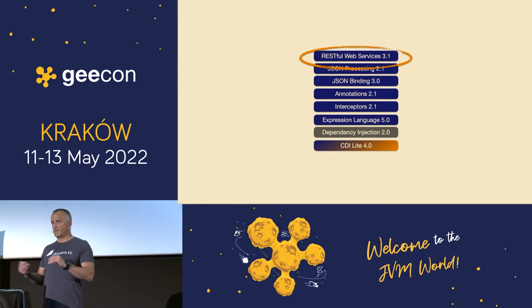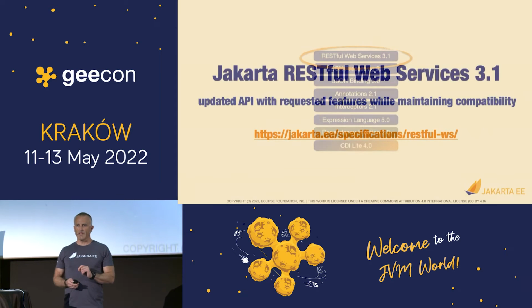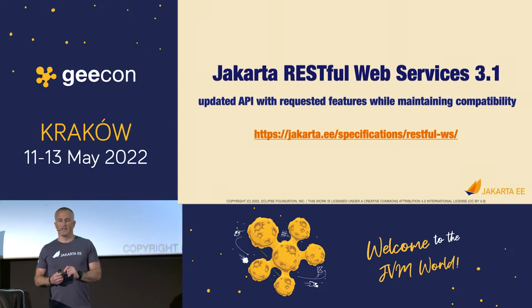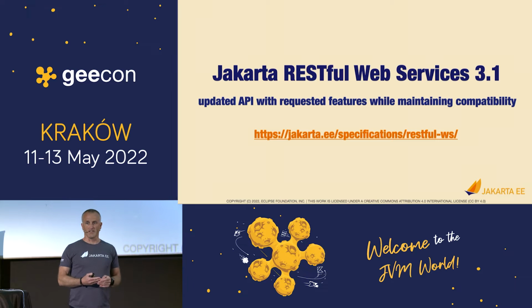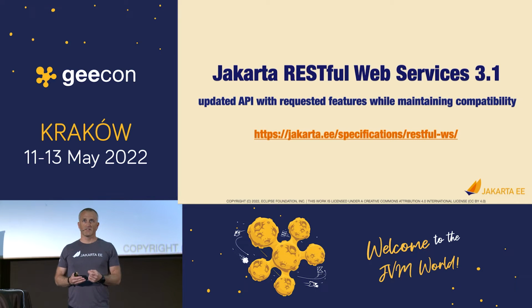So let's go through a couple of these specifications and some of the new stuff coming in them. And start with RESTful web services. They have a 3.1 release. They originally also planned a 4.0 release, but they settled on keeping the backwards compatibility and updating the API with requested features. And I'll list a couple of them.